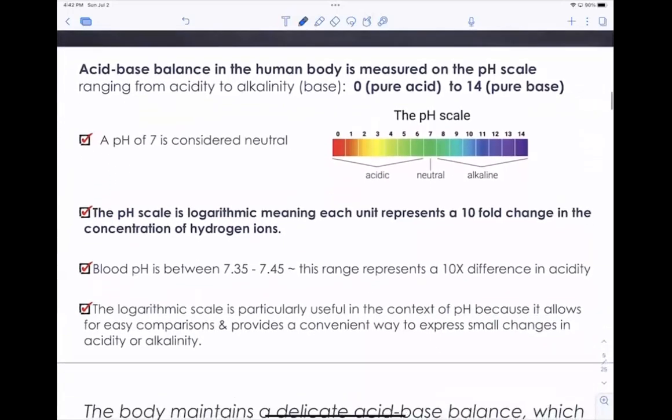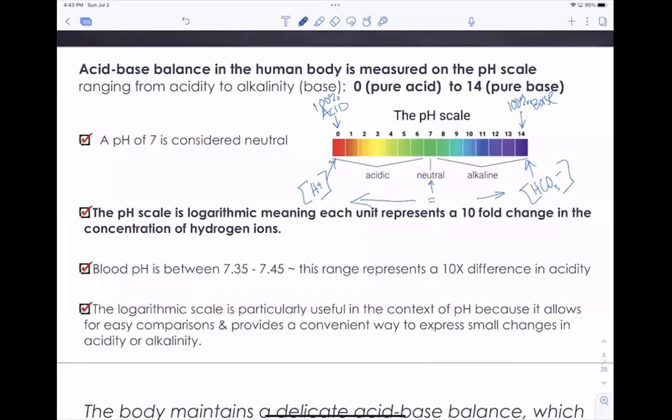pH is measured on a logarithmic pH scale, where 0 is complete acid, 100% acid, all the way up to 14, which is 100% base. When we're talking about acid in the body, we're talking about the concentration of protons, and base is going to be bicarbonate. Neutral means it's exactly equal between acid and base.